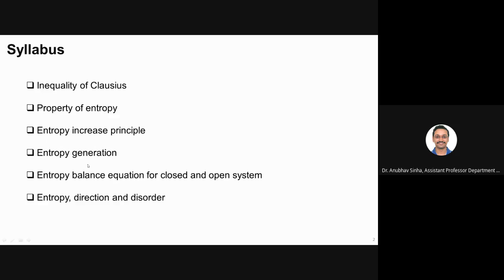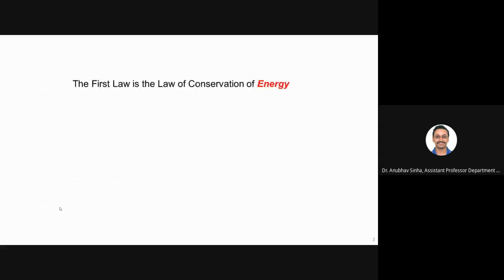Entropy generation and balance equations for closed and open systems. And we'll talk about how entropy gives the direction. So in the second law we talked a lot about the direction of natural processes. That part will be more clear in this chapter. Second law can fully be understood once you are clear with entropy. So we'll try to cover that in this chapter.